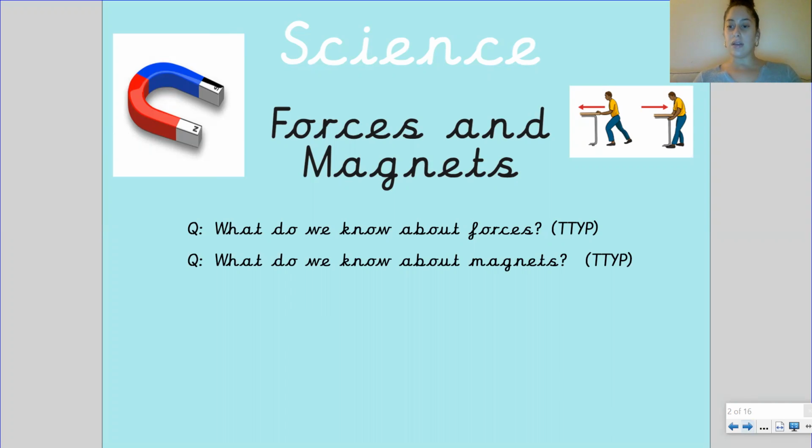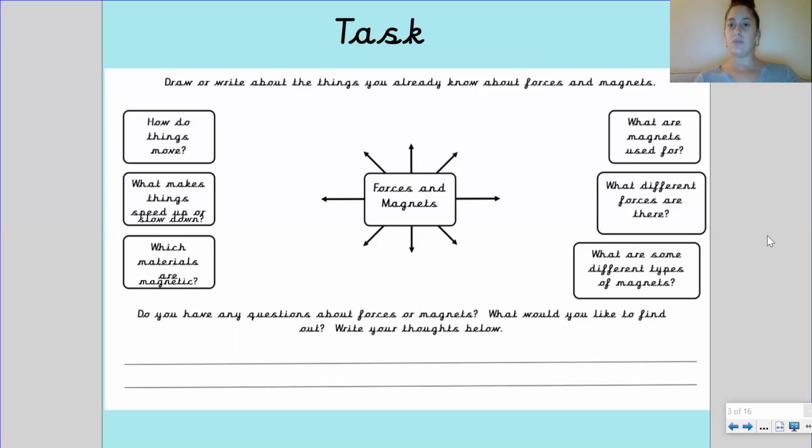Your first task is a task where you just have to gather some information that you already have in your head. So we haven't taught you anything about forces and magnets just yet. You are just thinking about what you know and also what you might want to know, any questions that you might have. So if you were at school, you would be given this sheet to fill out. But now that we're at home, you can just get a piece of paper and draw your own spider diagram.